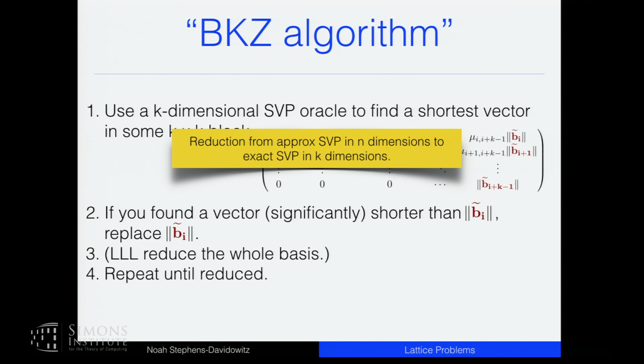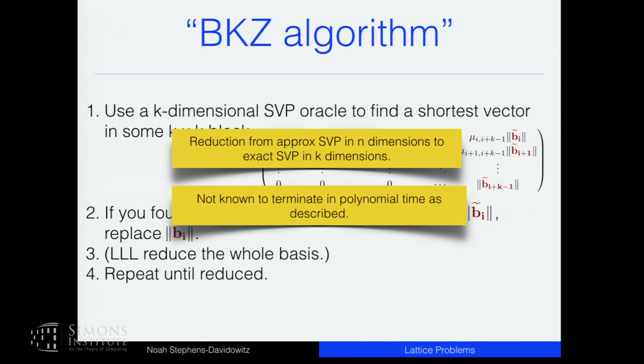So you should think of this as a reduction from approximate SVP in n dimensions to exact SVP in k dimensions. In fact, this is the main use case, I think, of exact SVP algorithms. It's not to solve exact SVP itself, it's to solve approximate SVP via this reduction.